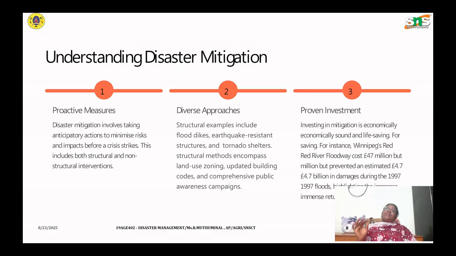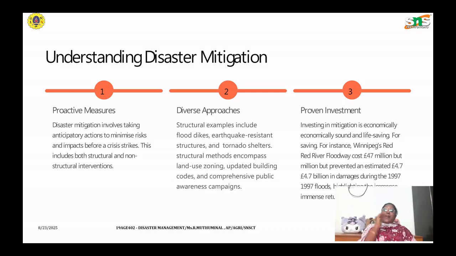So that response to the occurrence of that disaster will save our life. Here, in order to avoid the collapsing of that structural element, we are going to incorporate earthquake resistant structures so that the collapse could be avoided. So these are the proactive measures that can be taken.